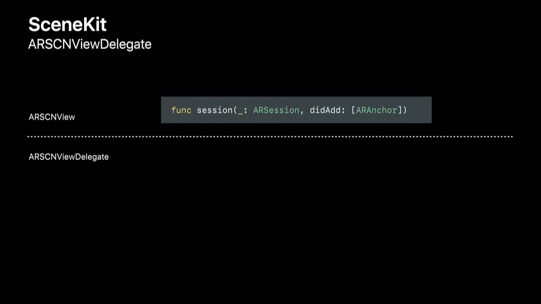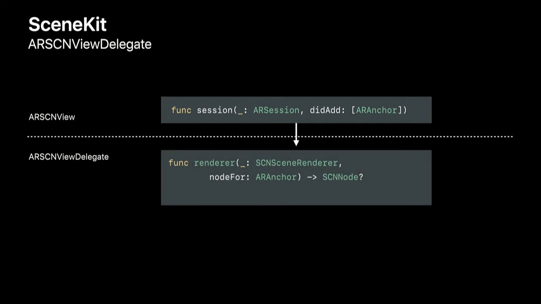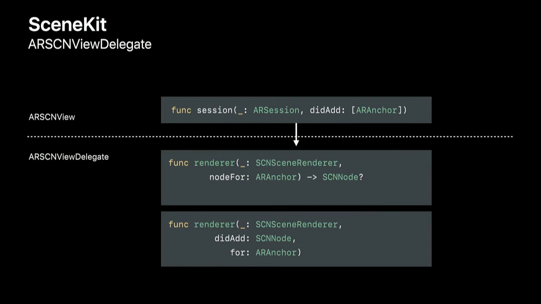So every time we add a new anchor to the session, ARSCNView will create a new SCNNode for you. If you want to provide your own node, you can implement renderer nodeForAnchor and return your custom node for this. After this, the SCNNode will be added to the scene graph, and you will receive another delegate call, renderer didAdd node forAnchor.